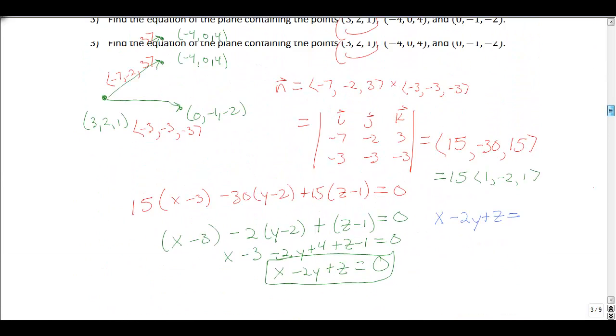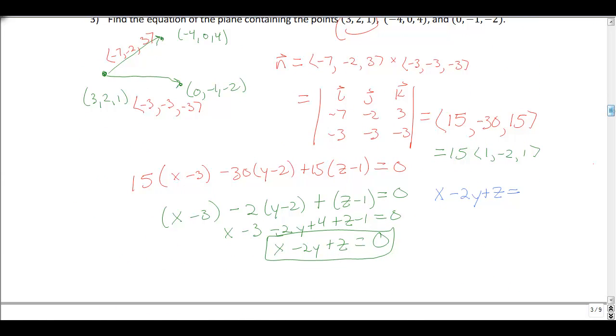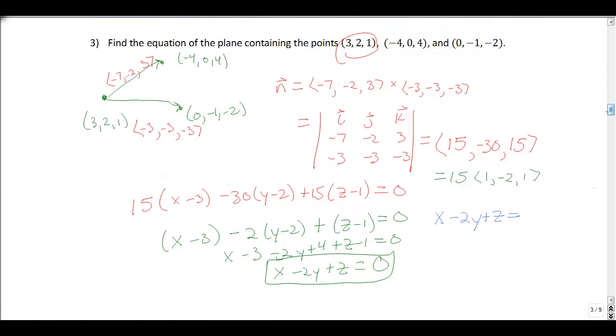So evaluate that expression at any of the points here. So let's do 3, 2, negative 1. So 3 minus 4 is negative 1, plus 1, that tells me 0. There. I don't need to actually expand this out as x minus 3, y minus 2, z minus 1. I can just plug in 3, 2, 1: 3 for x, 2 for y, 1 for z, and see what I get.